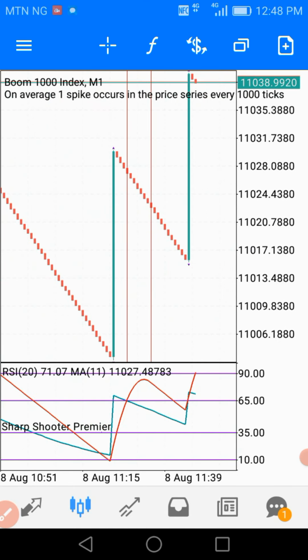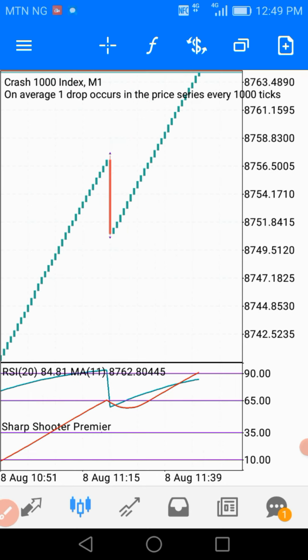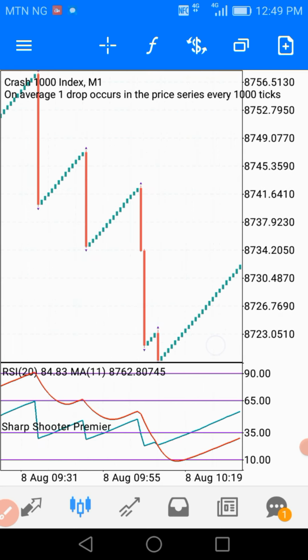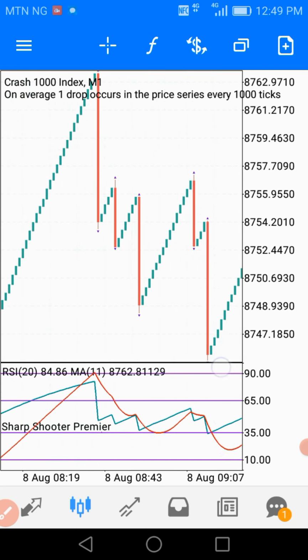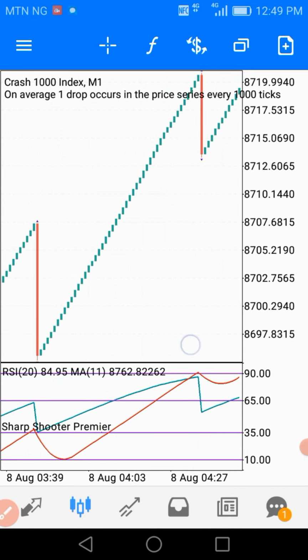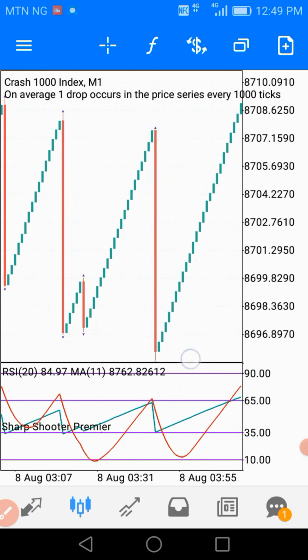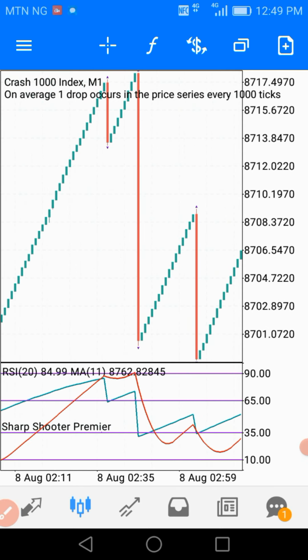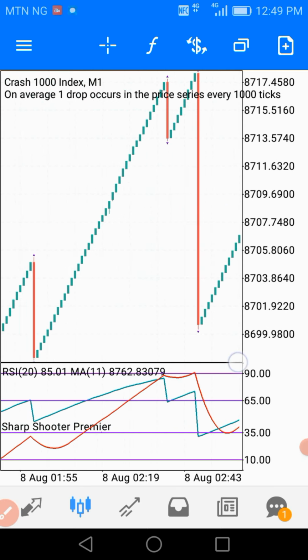Let's quickly check the crash market. Now you see what happened. It just spiked, but before this spike you would have taken your 10 candlesticks. So we're going to check the crash market right now. All right, this is crash market, and the opposite of what I said for boom is the case here for crash. And let's just do a little back testing.